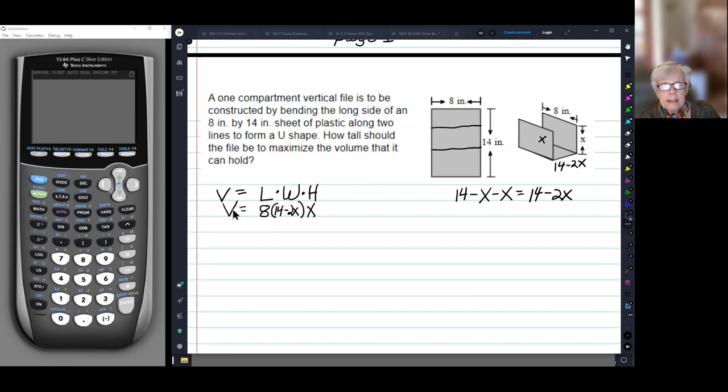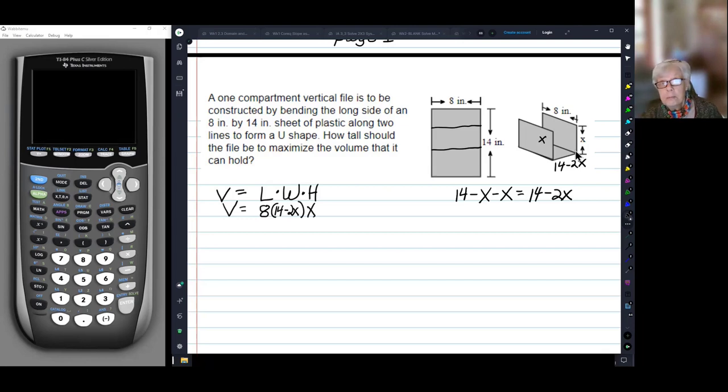What is the volume? What is the function representing the volume? And how can I maximize it? And what is the maximum? So actually, we're not being asked what the maximum is, are we? We're being asked what X needs to be in order to maximize the volume. So this is going to be easier than it looks. But first, let's take care of this.